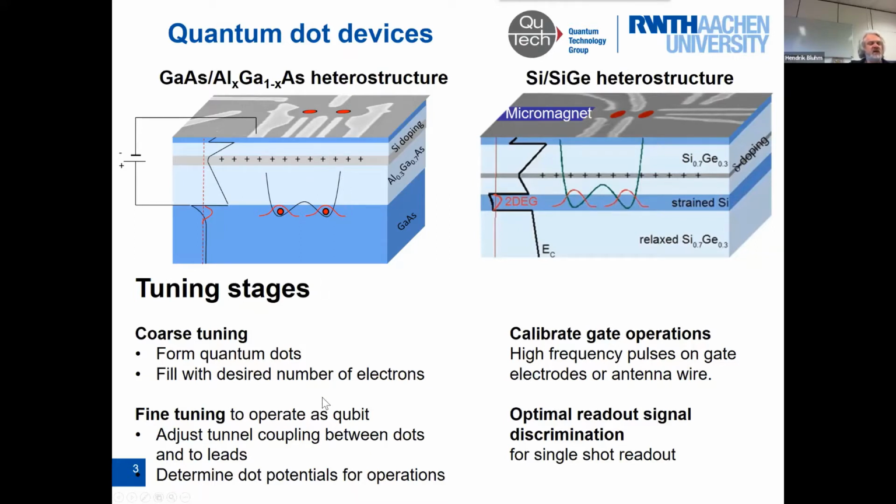Then once this is done, you have your qubit. You want to calibrate actual gate operations, the high frequency pulses that are either directly applied to some of these gates or to microwave antennas, microwave wires, and then drive the qubit. And finally, what I'll touch on also in the end is how to read out the signal in an optimal way using either neural networks or a Bayesian approach and actually comparing the two.